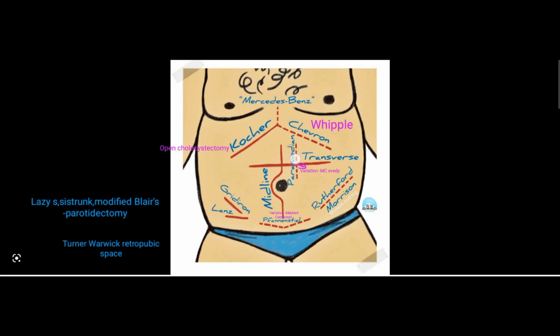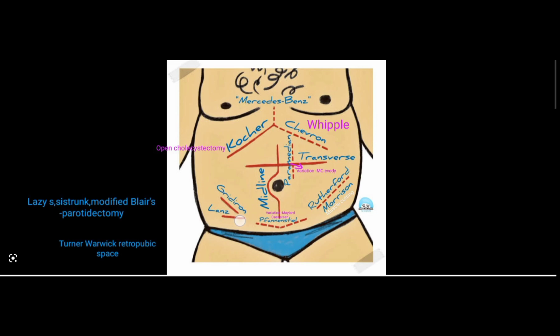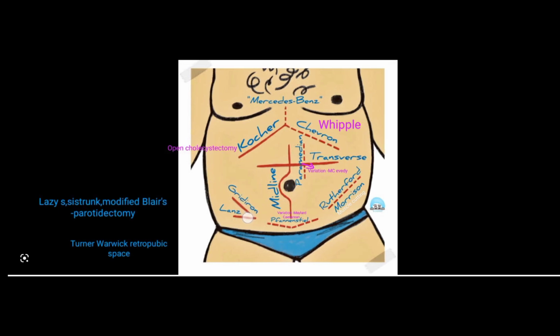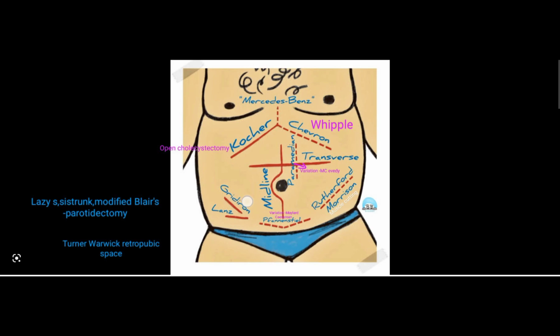Then we have the paramedian incision, then the midline incision, and then the transverse incision. And the variation of paramedian is McCarthy incision. Then we have gridiron and Lanz incision. Gridiron and Lanz incisions are basically used in appendectomy, and it is a muscle splitting incision, while the Rutherford Morrison is a muscle cutting incision. Then Pfannenstiel incision, this is used in cesarean section, and the variation is Maylard incision.